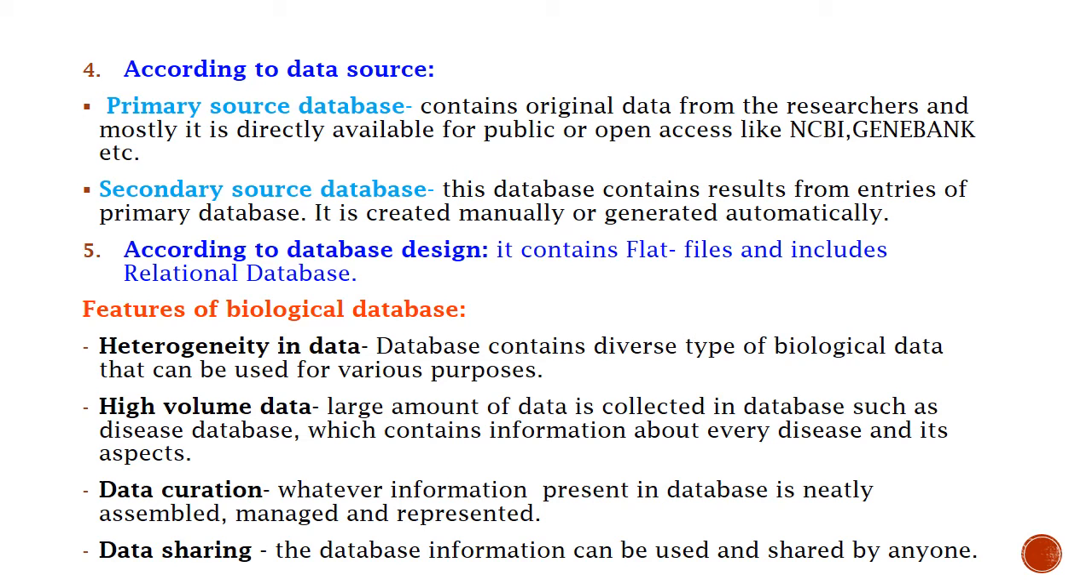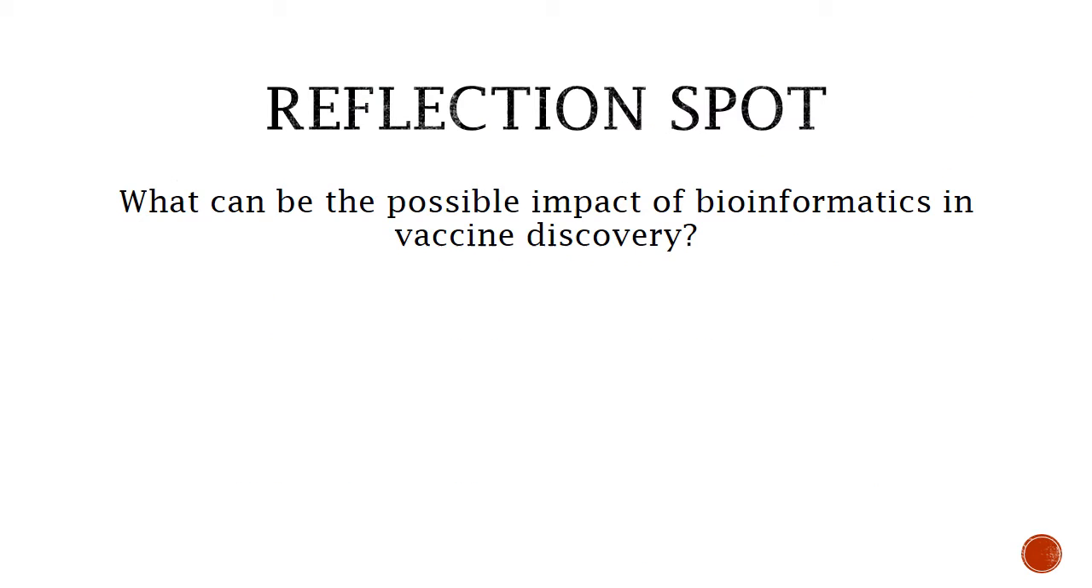Now moving on to the features of biological databases. First is the heterogeneity in the data, which contains diverse types of biological data that can be used for various purposes. Second one, high volume data, which contains a large amount of data collected in a database, such as a disease database, which contains information about every disease and its aspects. Moving on to data curation, whatever information is present in the database is neatly assembled, managed and represented. And lastly is data sharing, where the database information can be used and shared.